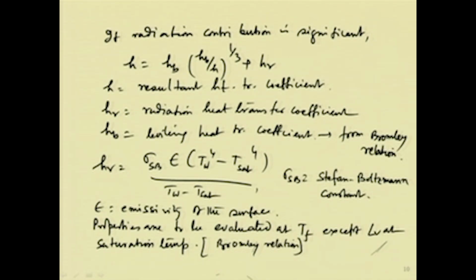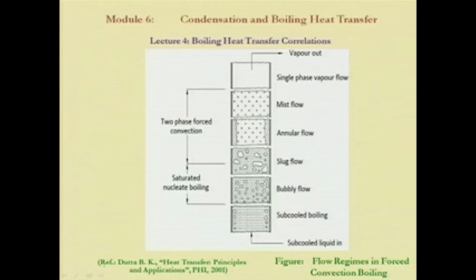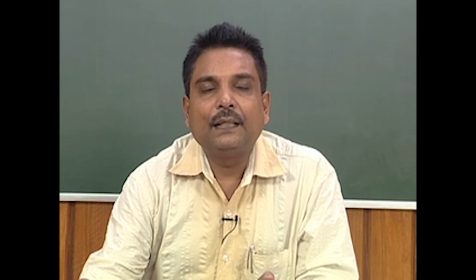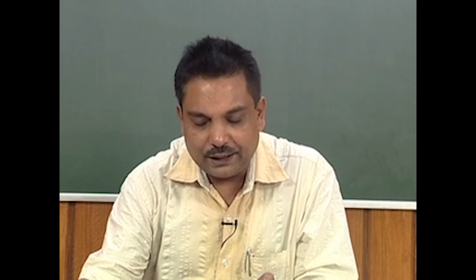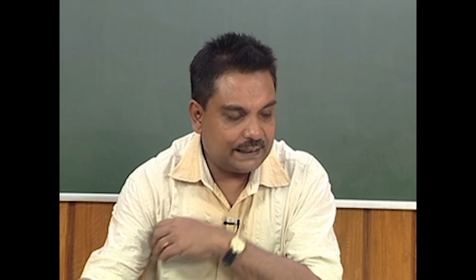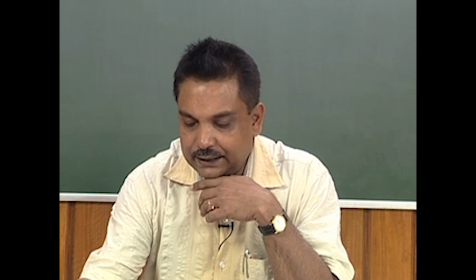So, this is about the correlations regarding convective heat transfer, boiling heat transfer coefficients, where we have nucleate boiling and film boiling. Now, there is another point that is called forced convection boiling.